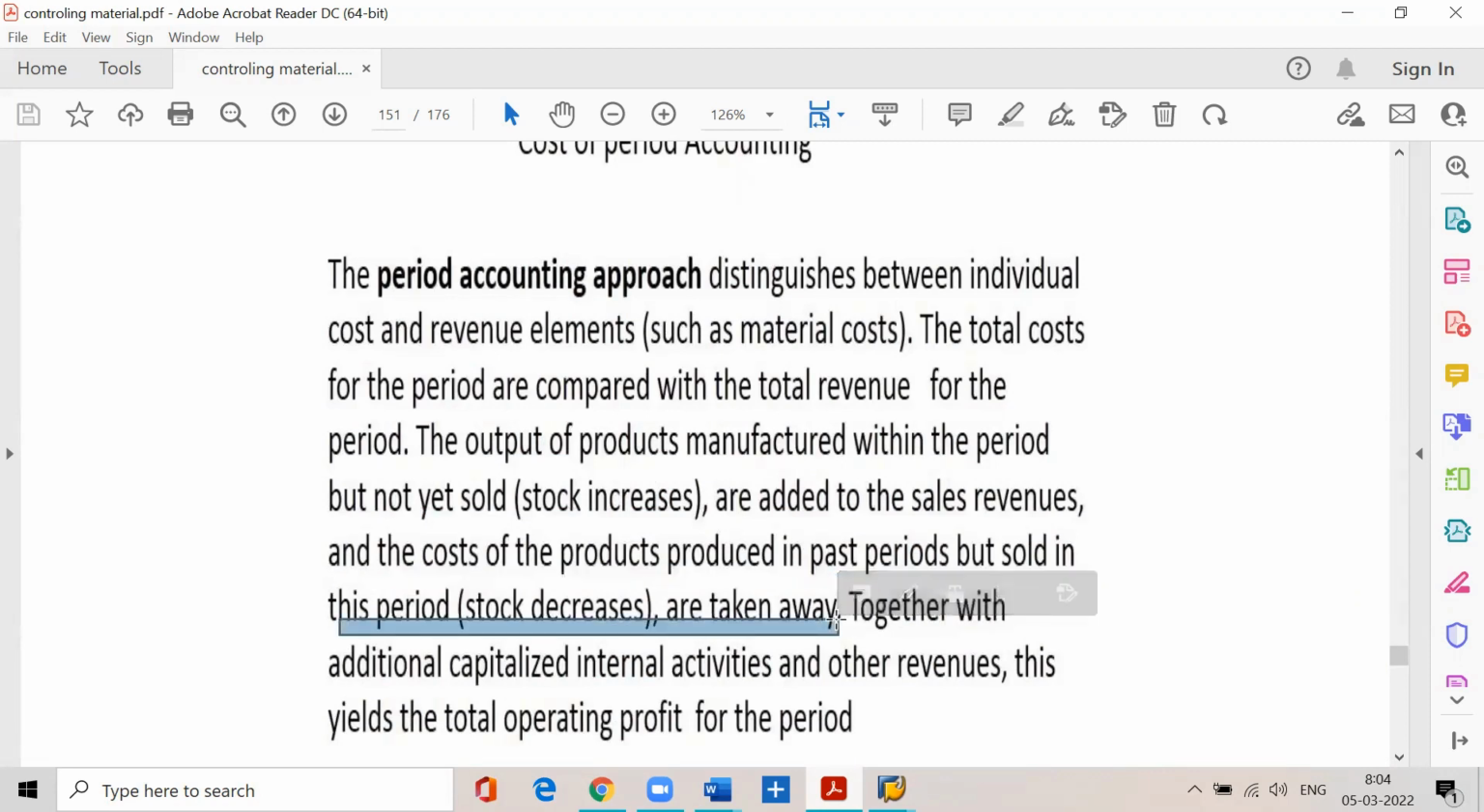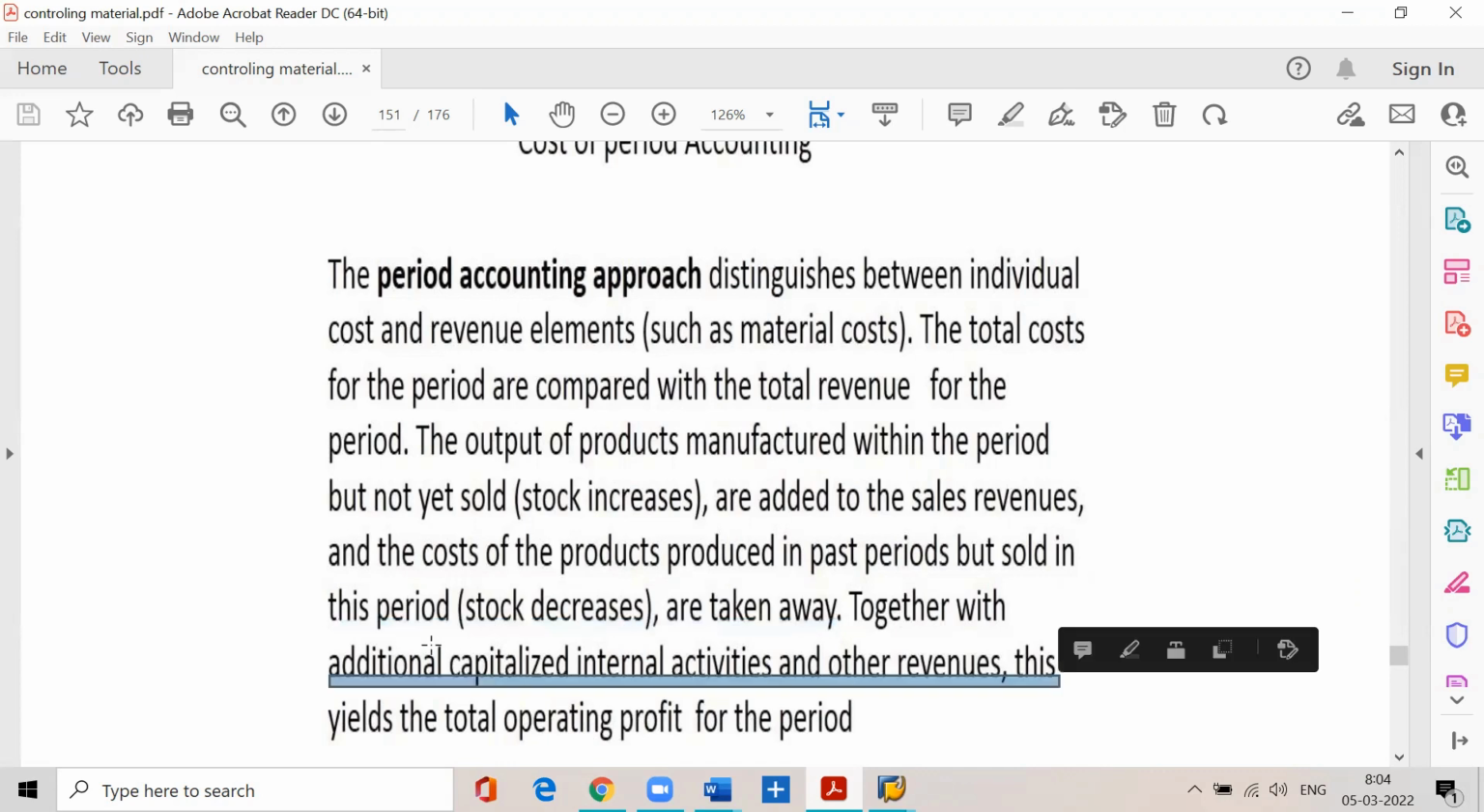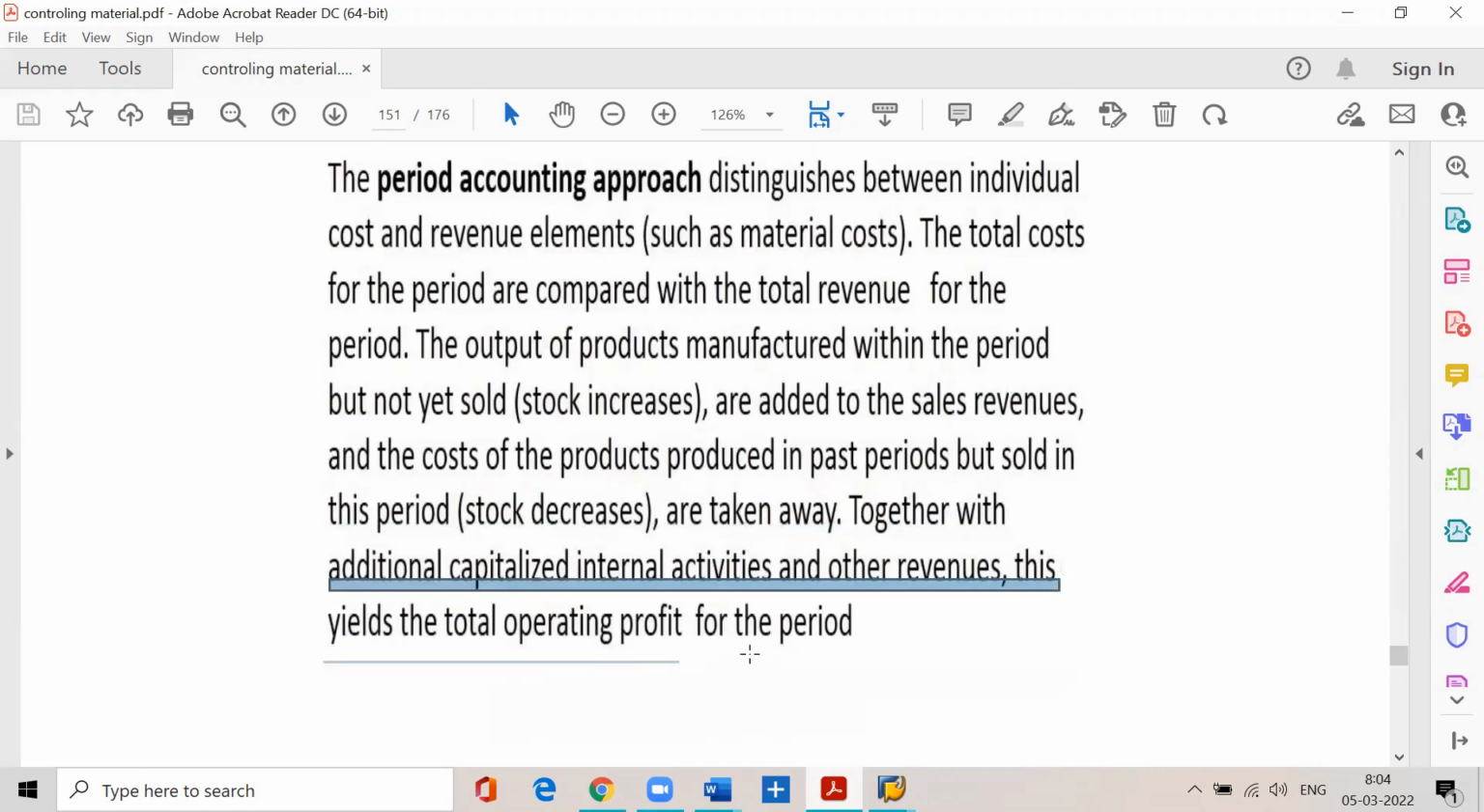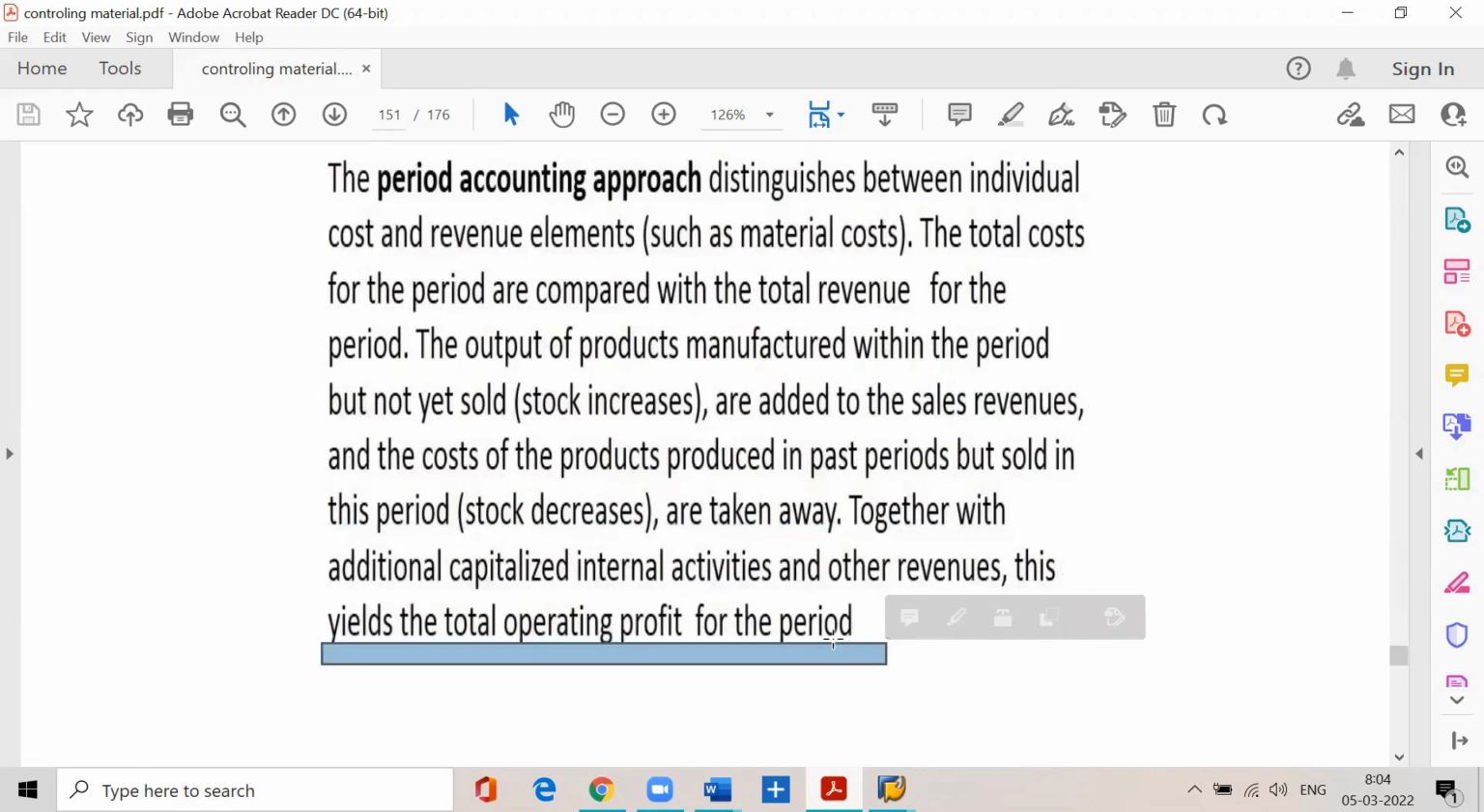Simple. On the credit side, you are showing your closing stocks and sales. On the debit side of the P&L account, you are showing your opening stock. That means opening stocks are reduced from the sum of sales and closing stocks. Together with additional capitalized internal activities and other revenues, this yields the total operating profit for the period. That's what I told: in cost of period accounting, we consider the closing stocks and opening stocks in addition to sales.